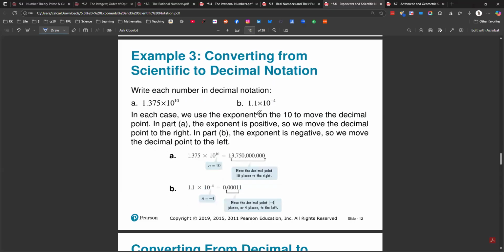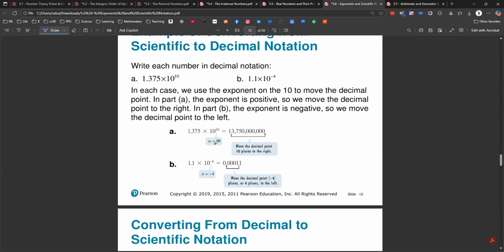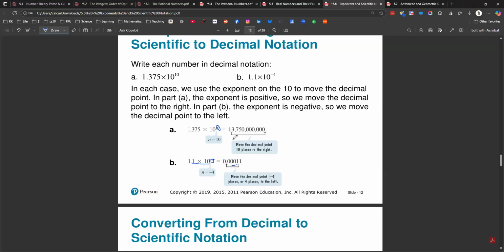All right, so converting then is a matter of moving it left or right. And just like in these examples here, you see, in this case, since the value here is 10 to the 10th, this is a very big number, so we're going to move the decimal point to the right. And in this case, this is a very small number, so we're going to be moving the decimal place to the left. And so this is 0.00011. The number of places you move the decimal corresponds to the number of the exponent here.